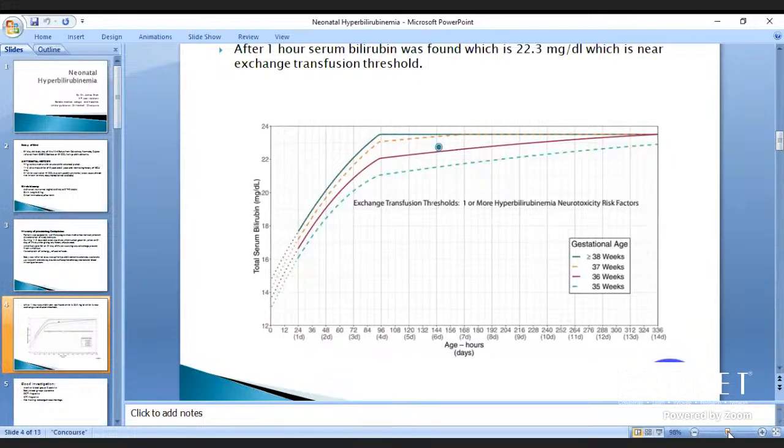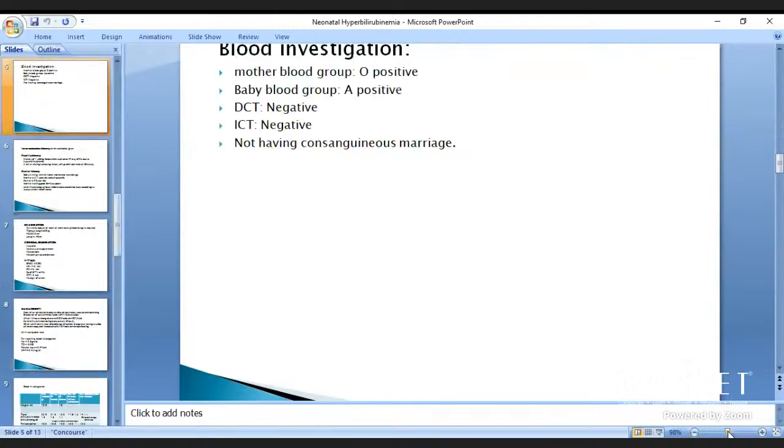After 1 hour, serum bilirubin was found to be 22.3 milligram per deciliter, which is near the exchange transfusion threshold. At the 6th day of life, according to the new AAP guideline, our exchange transfusion threshold is 23.5 milligram per deciliter, and our serum bilirubin was 22.3 milligram per deciliter. So, according to escalation of care, we just continued with double surface phototherapy and IV fluids. Blood investigation shows the mother is O positive with a baby of A positive, and DCT and ICT were negative, with no history of consanguineous marriage.